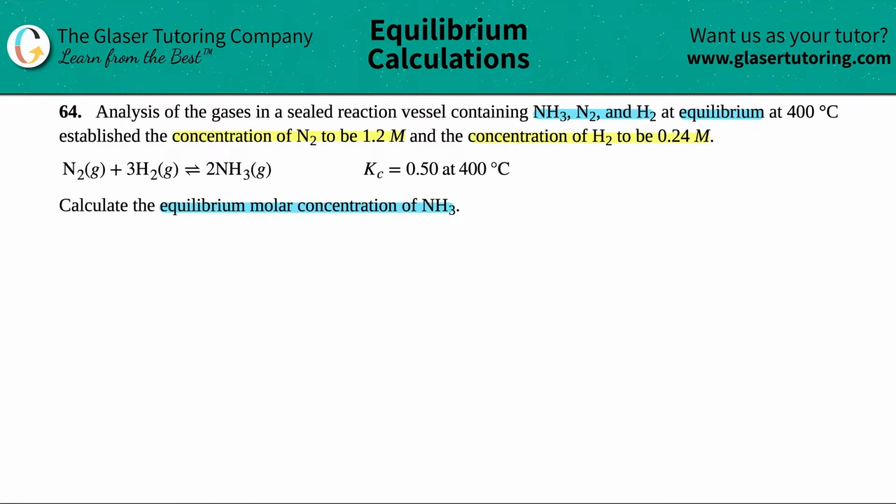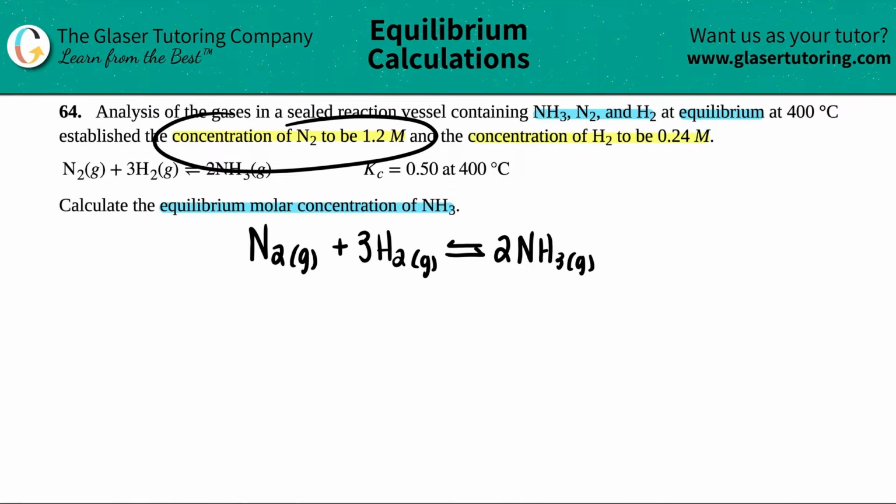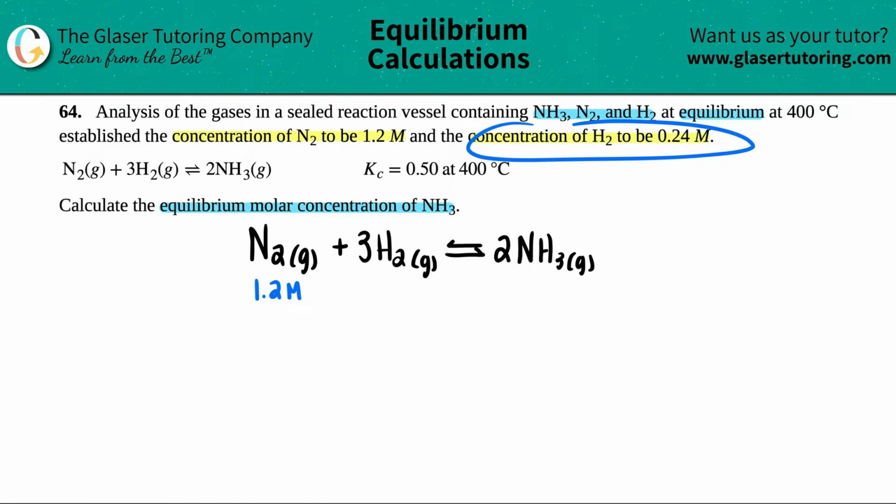Okie dokie. So first thing is, I'm just going to write this a little bigger because we need to work from it. I do see that we have coefficients already in front, so that means this is basically a balanced equation. You could always pause the video just to get some practice seeing how an equation is balanced. But this equation is balanced and we're good. The next thing I'm going to write down is what they gave me. They told me that I had a concentration of N2 to be 1.2 molarity. And the concentration of H2 was 0.24 molarity.